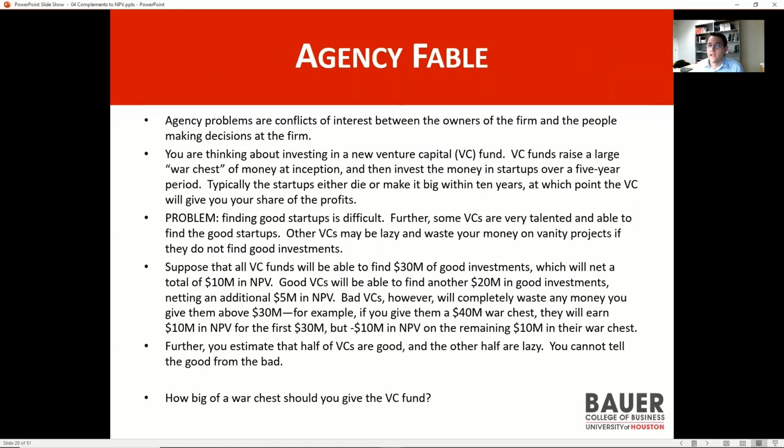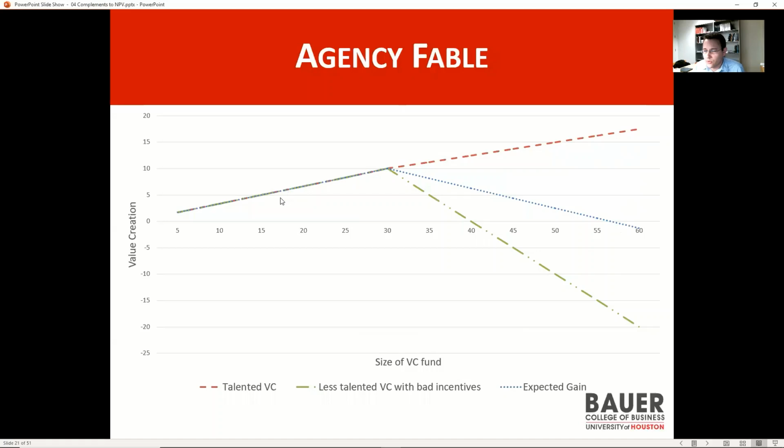Okay. The next problem is agency. So agency is related to this information problem, but it builds on it. It builds on these conflicts of interest. Sometimes what one party wants to do is not what the other party wants to do. So there's a lot of text here. Just show you a figure here.